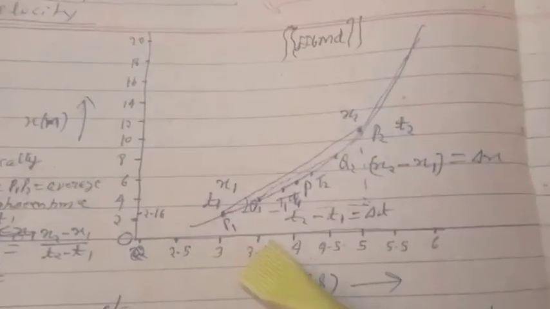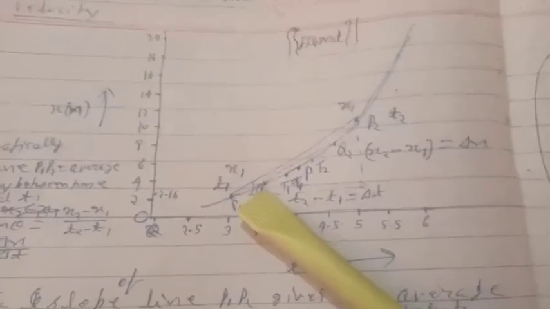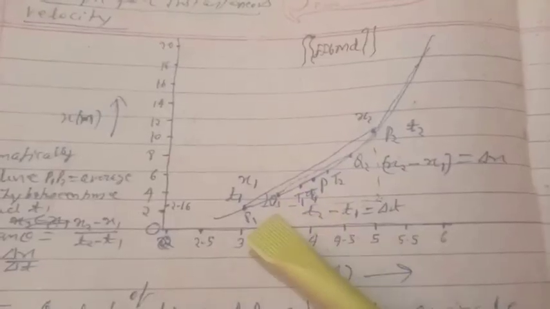Consider point P and point P1. If we decrease the time interval equally from both sides, it becomes T1, then T2, and similarly, as we keep decreasing, we reach point P. In that very small time interval, the average velocity changes into instantaneous velocity when delta t tends to 0, that is, when the time interval becomes very near to 0.